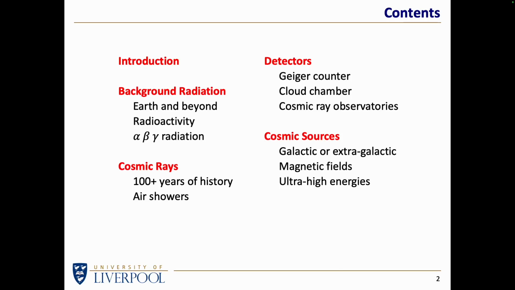Saying that they are raining down on the Earth is one thing, but where do they actually originate? What is the source of these particles flying through space? And then I'll summarize at the end.